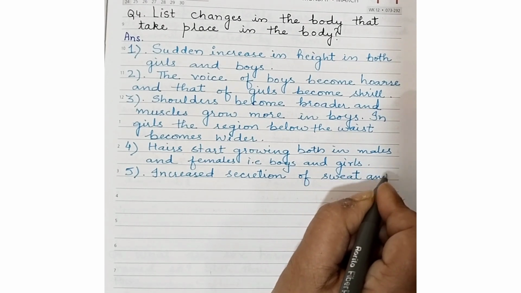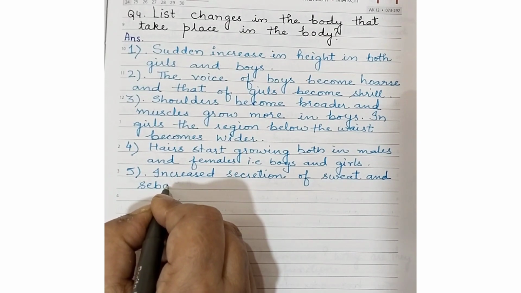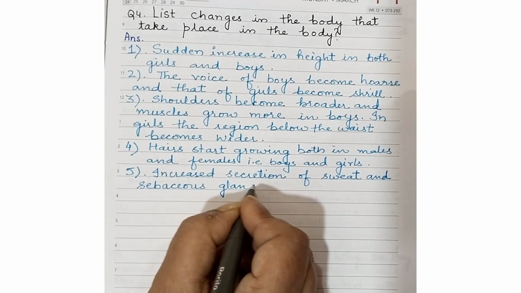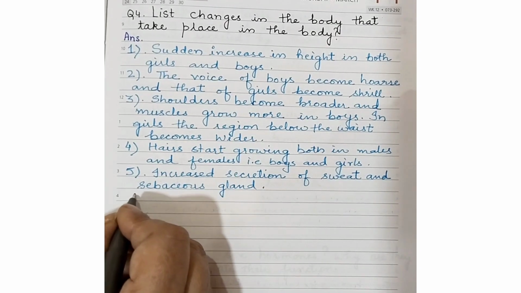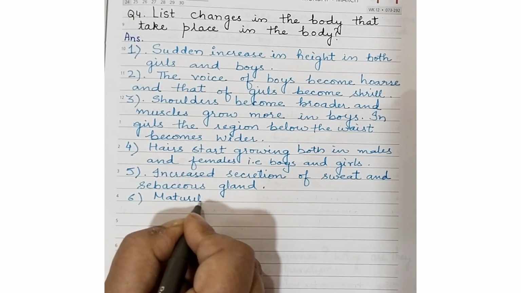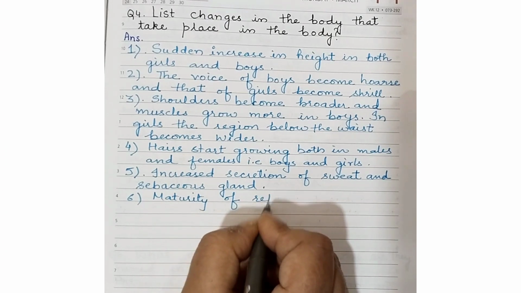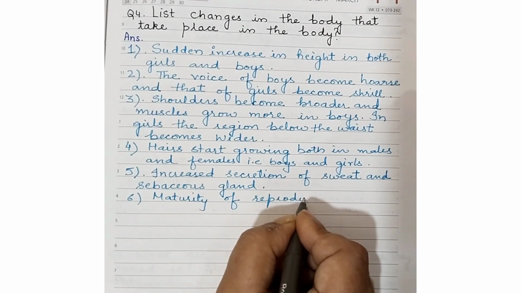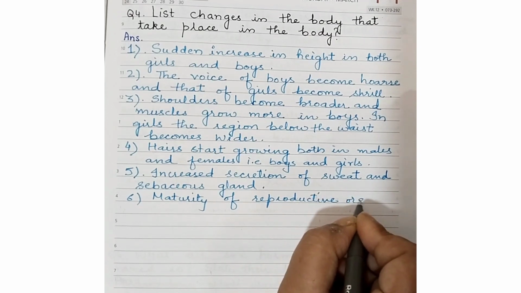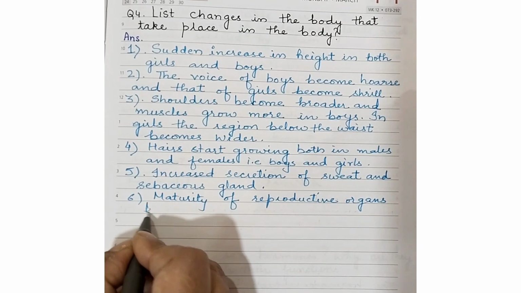Now the fifth one, increased secretion of sweat and sebaceous glands. Now, what is the meaning of this? A lot of sweat and oil is produced by the sweat and sebaceous glands. Due to that, you can easily come to know that this is a reason for pimples.